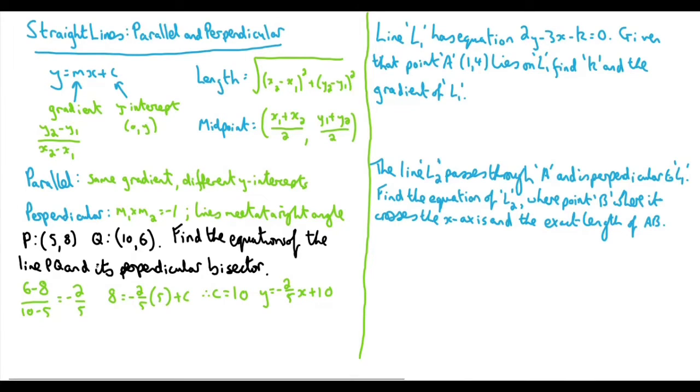As for the perpendicular bisector, because we have the gradient of the line PQ, we can get the perpendicular gradient next. But first, I'm actually going to get the midpoint of PQ because it's a bisector. So, if we were to add the x coordinates together, so 5 add 10, divide them by 2, do the same with the y's, so 8 plus 6 over 2, this would give us a midpoint of 15 over 2 and 7. You could write this as a decimal if you want, it's just the fact I've been using fractions so far, and you might as well be consistent.